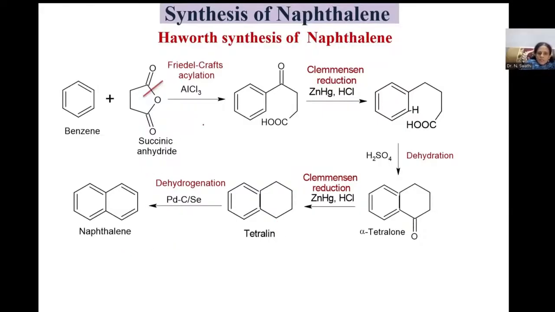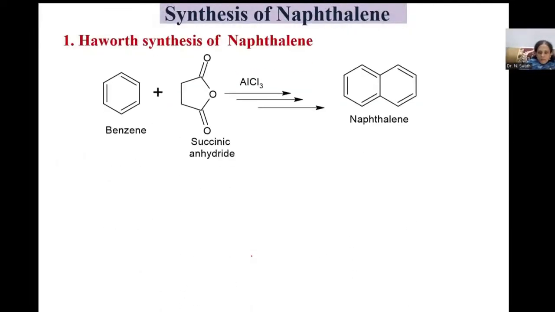So overall, students, the first step is Friedel-Crafts acylation, the second step is Clemmensen reduction, the third step is dehydration, and the fourth step is again Clemmensen reduction. The fifth step is dehydrogenation. On the other hand, if you find it difficult to learn all five steps, just to get one or two marks when the question comes, you can still attempt Haworth synthesis even if you feel it is difficult.